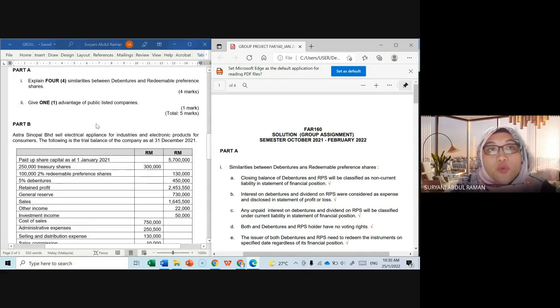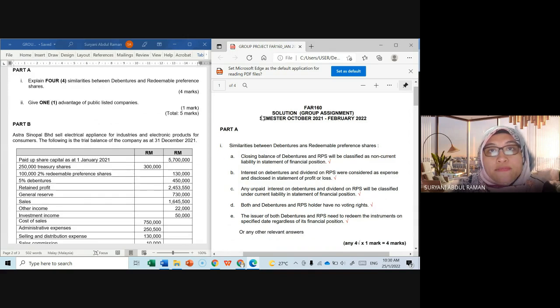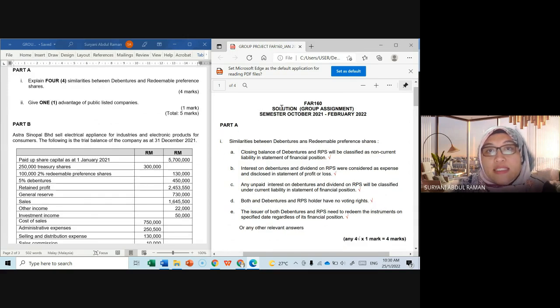Okay, so this is the question taken from your group assignment. We have two parts, part A and part B. Part A is about the theoretical part, and part B is on the computation section. Okay, let us answer part A together. On the right side is the suggested solution for the question.